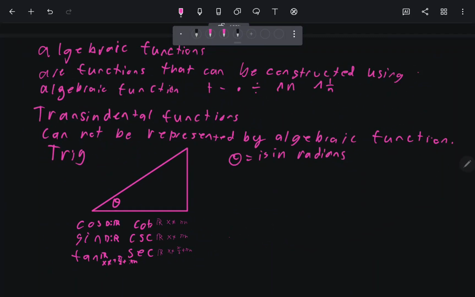And these are some basic trig. If you've done trig before, then you're obviously going to know a lot of this. And then we have a lot more interesting functions. For example, we also have cosine inverse, sine inverse, tangent inverse, cotangent inverse, cosecant inverse, and secant inverse.